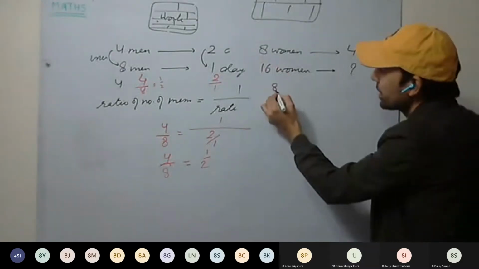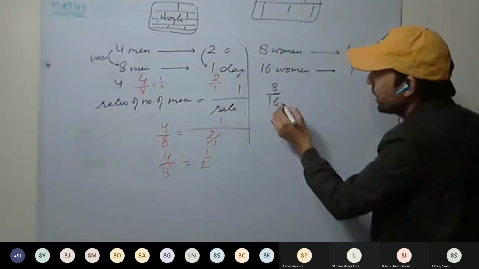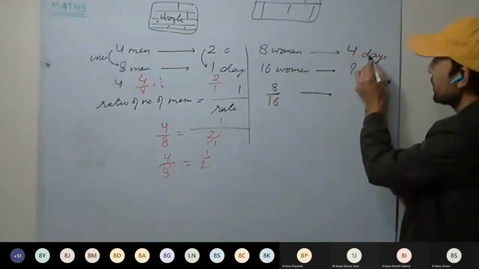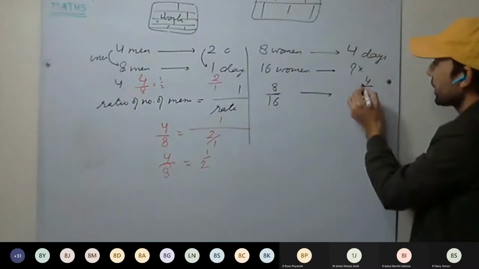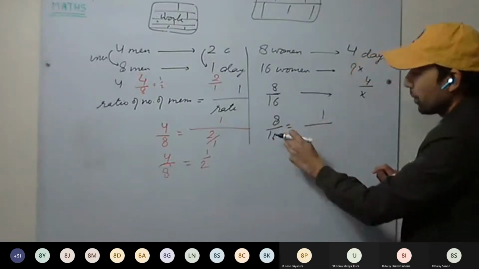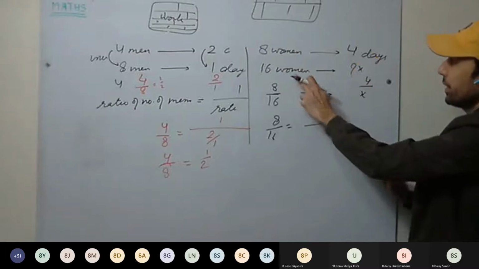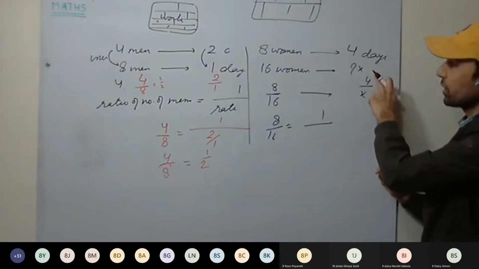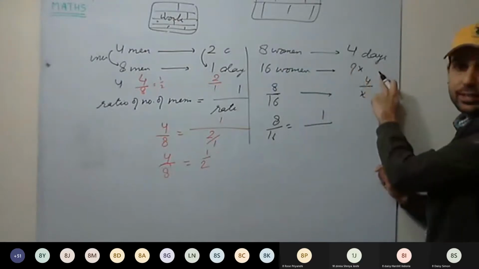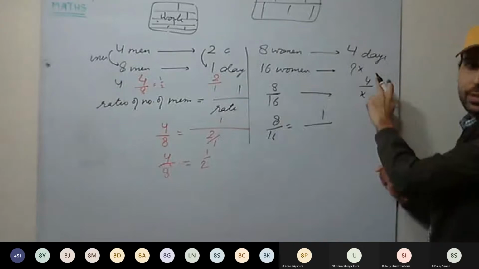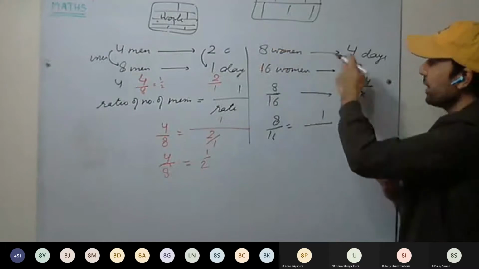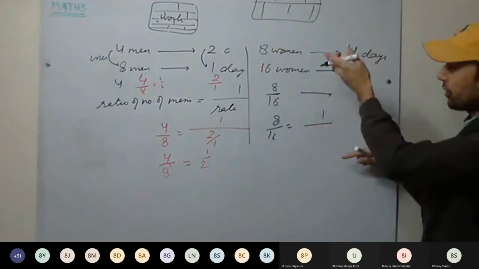See here. 8 upon 16, their ratio is 8 upon 16. Their ratio is 4 upon x, let it be x days. So 8 upon 16 equal to 1 upon, because women increases, days decreases. They are in inverse proportion. Number of women increases, number of days required decreases. One quantity increases, other quantity decreases. So independent quantity increasing, dependent quantity decreases. They are in inverse proportion.